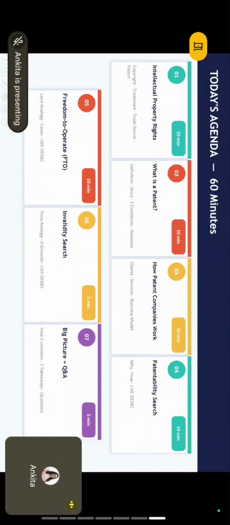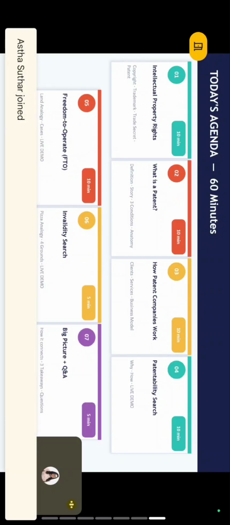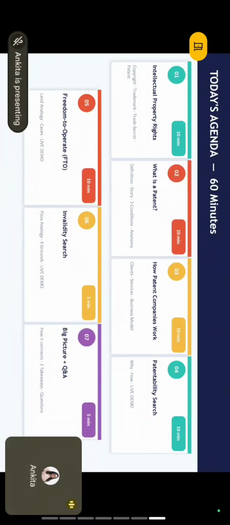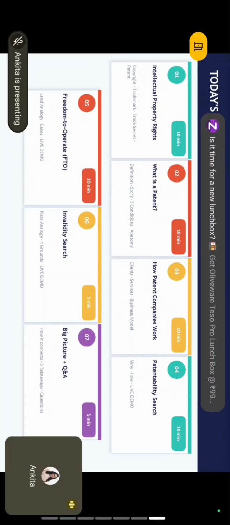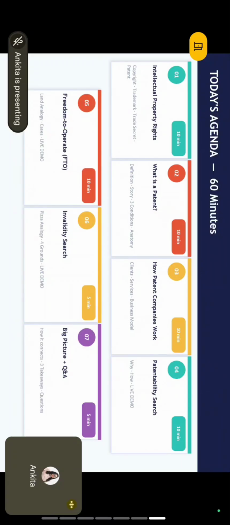So here is our plan for the next 60 minutes, and there are a total of 7 topics that I'm going to discuss today. The first one is, what are intellectual property rights? What is a patent? How do patent companies work? What is patentability search? What is freedom to operate? What is invalidity search? And at last, how all these things are interconnected with each other.